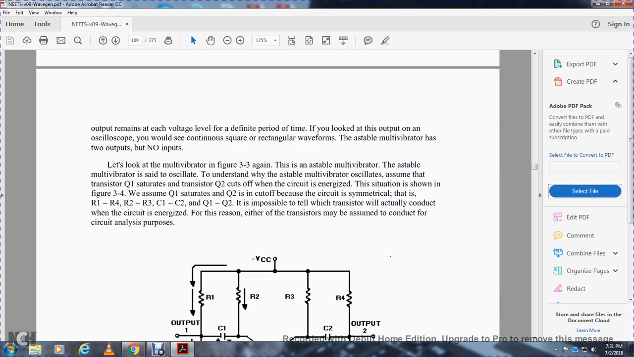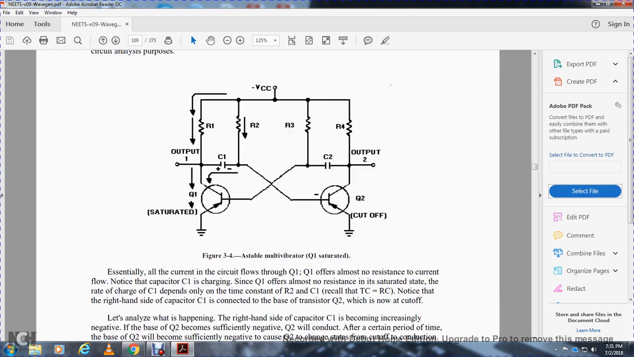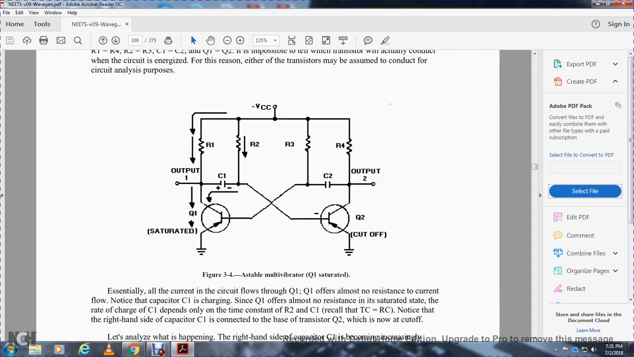It is possible that either transistor will actually conduct whenever the circuit is energized. For this reason, either transistor may be assumed to conduct for the purpose of circuit analysis. Essentially, all the currents of the circuit flow, but transistor 1 offers no resistance to the current flow. Capacitor 1 is charging. The transistor 1 offers no resistance in the saturated state, but the rate of change of capacitor 1 depends only on the time constant of resistor 2 and capacitor 1. This we call the RC time constant.